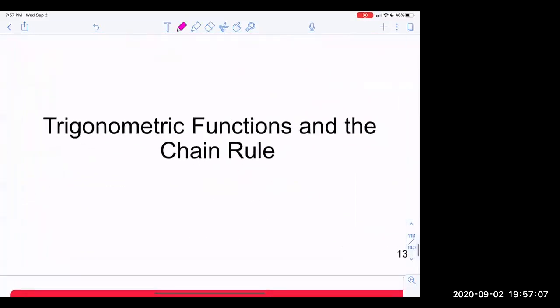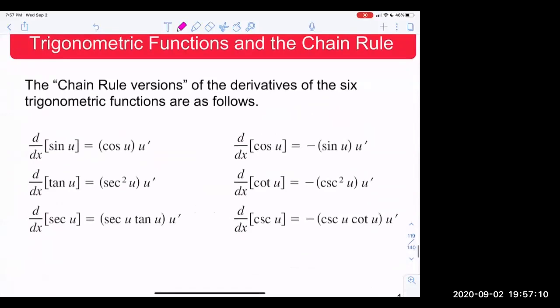Okay, now we're going to talk about trig functions and the chain rule. So, just like if we said the derivative of sine x was cosine of x, the derivative of sine of some function u is cosine of that function u times the derivative of u, okay? We would always say cosine u du, right? For the derivative of u. So nothing has really changed, except we have to remember the dip, okay? So that u prime, that is the dip, the derivative of the inner function, okay?